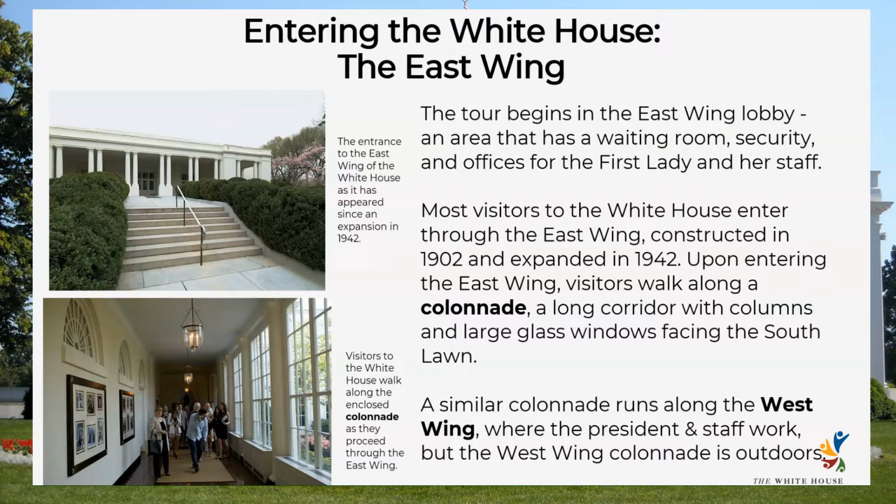Upon entering the East Wing, visitors walk along, and I may be saying it wrong, a colonnade, a long corridor with columns and large glass windows facing the south lawn. Similar colonnades run along the West Wing where the president and the staff work, but the West Wing colonnade is outdoors. So you can kind of see that here.